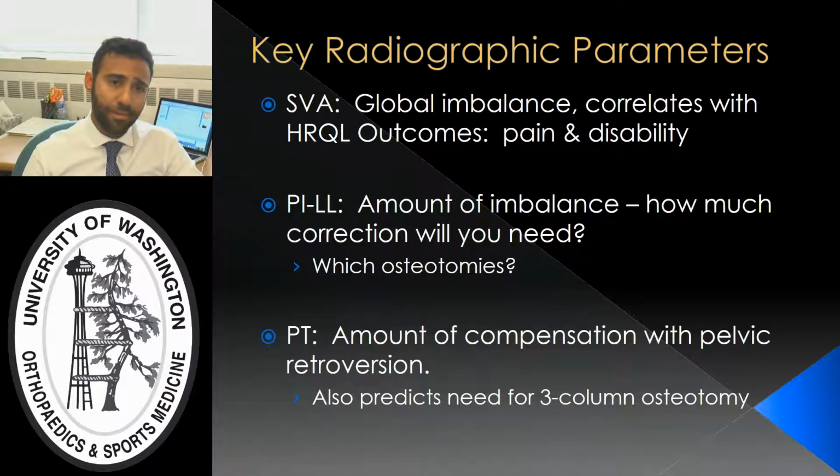Once again, the key parameters are sagittal vertical axis, SVA, pelvic incidence minus lumbar lordosis or mismatch, and pelvic tilt. The amount of compensation with the pelvic retroversion also predicts the need for a 3-column osteotomy.